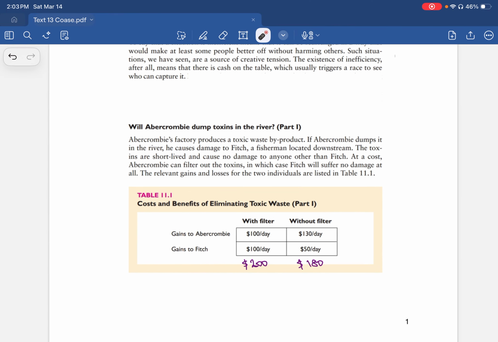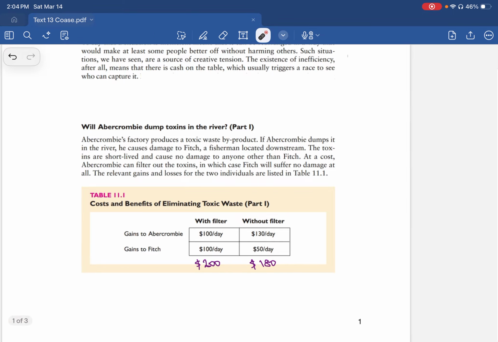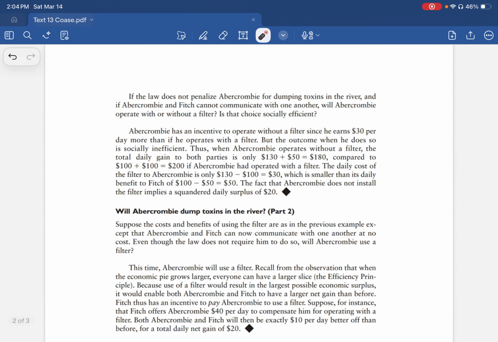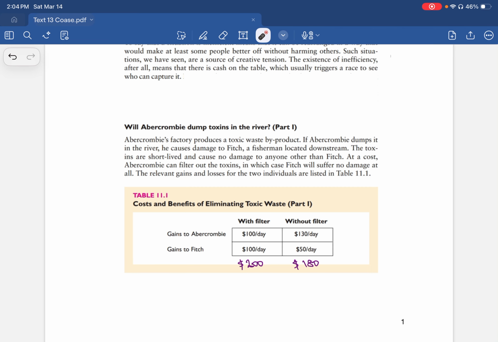Now let's ask ourselves, what would Abercrombie do if he basically can do whatever is best for him? And the answer, of course, is that Abercrombie will go without a filter. Inefficient, right? It's an inefficient situation, and that's the starting point. And that would be the case if the law is on Abercrombie's side. So it means he can do whatever he wants.